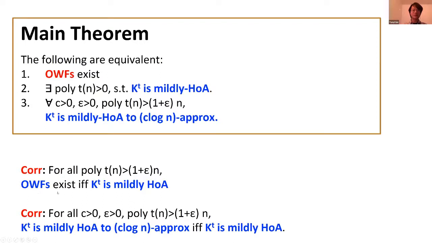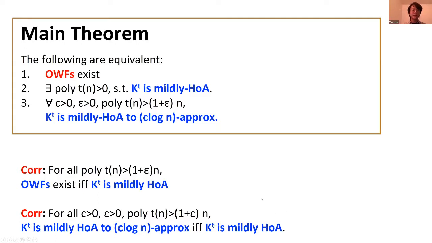First, one-way functions exist if and only if KT is mildly hard on average. So this is the first natural average-case hard problem that characterizes the feasibility of most basic tasks in crypto. And the second corollary says KT is mildly hard on average to C log n approximate if and only if KT is mildly hard on average. And we obtain a result on the hardness of computing KT all the way through the one-way function and cryptography.